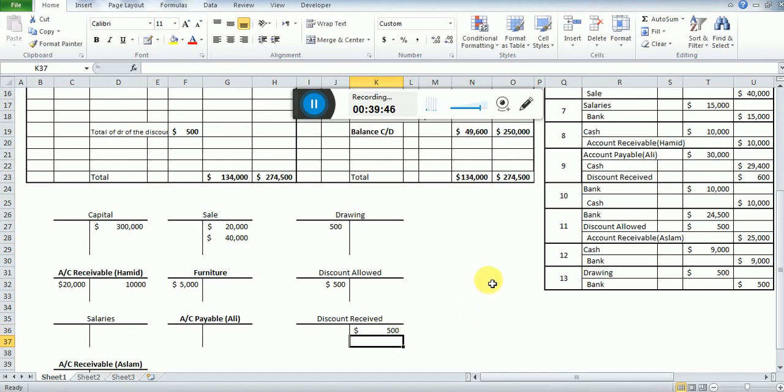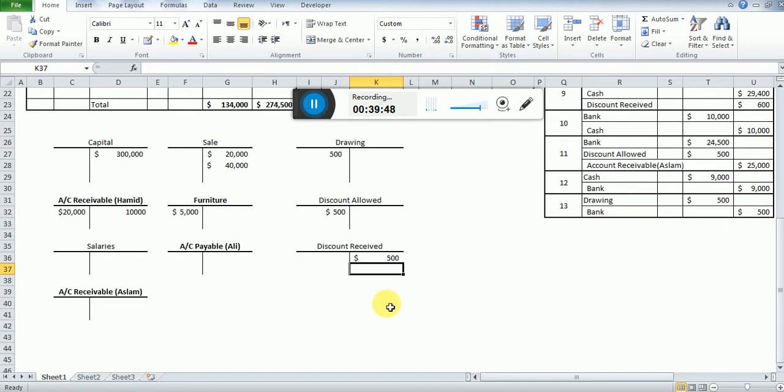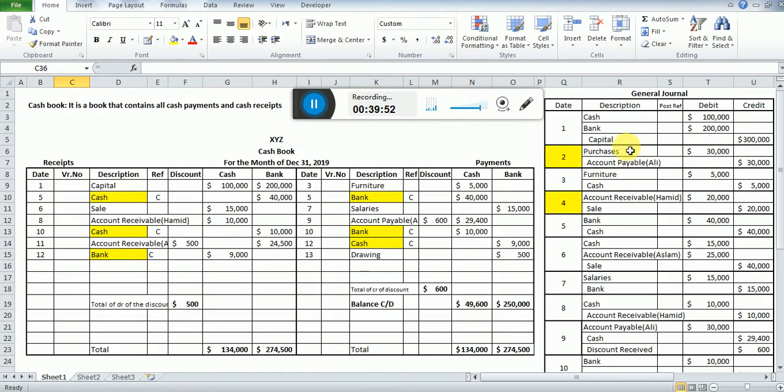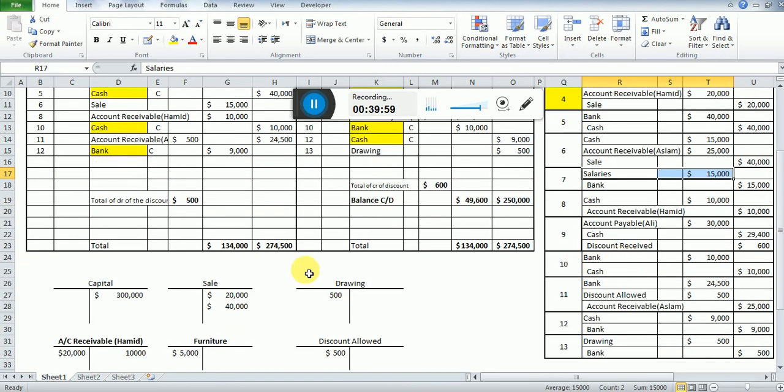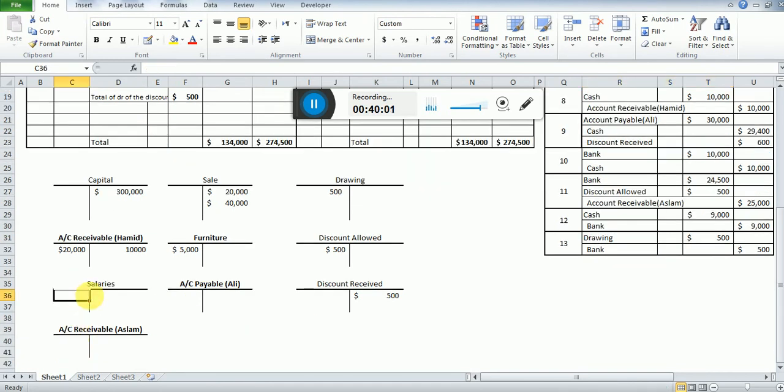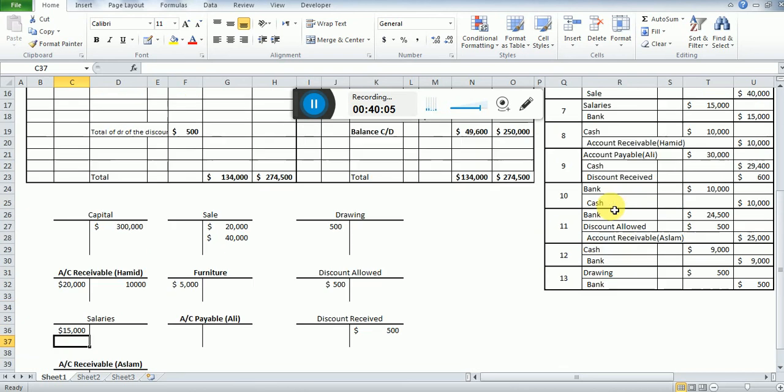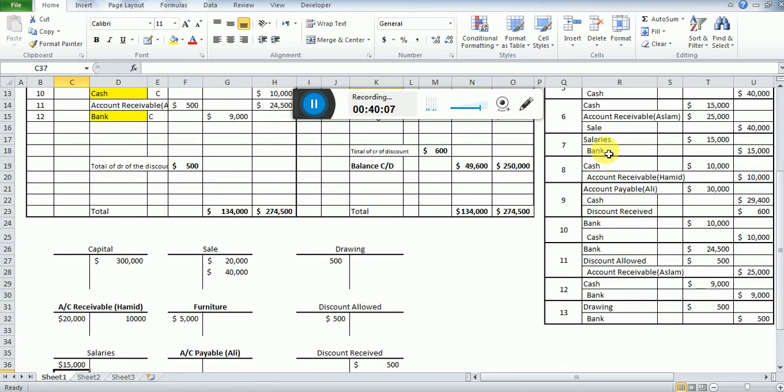Okay, next we have, dear students, salaries. So look, do we have salaries here? Okay, come down and check. Yes, only one account, the salaries account, debited $15,000. So it means for the salaries account you have to debit $15,000, and the reason behind it is cash, bank. Okay, next, there is no other salaries account.